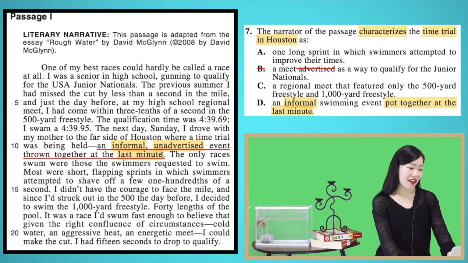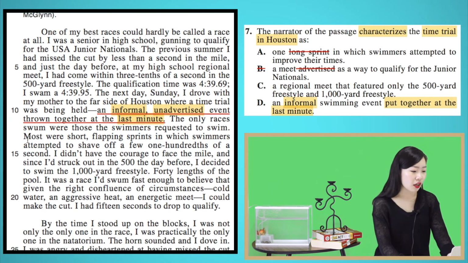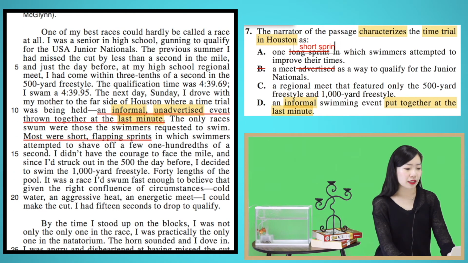D it is. With A, it's also mentioned in the passage that most swimmers were sprinters and that he was one of the only few, if not the only one, swimming long distance. It's mentioned in line 13, "most were short, flapping sprints." So let's cross out A.